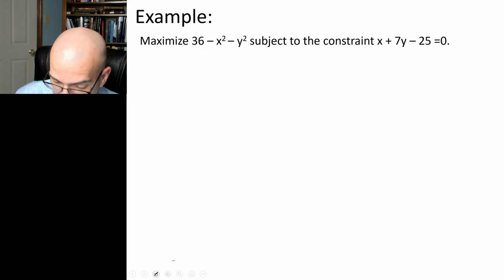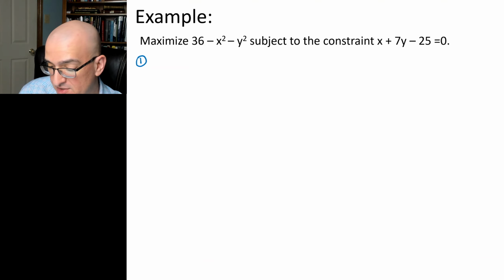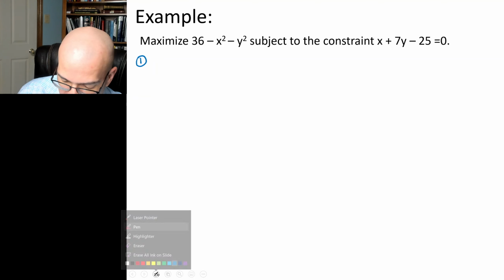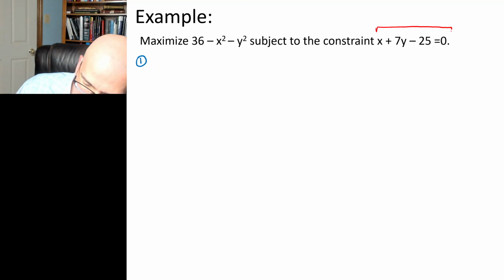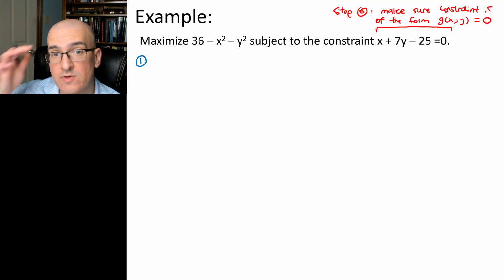So our procedure, our recipe, begins with the construction of the Lagrange function. Well, it's kind of misleading. It begins by checking the constraint and making sure it's written as g of x, y equals 0. So I'm going to highlight that. It's kind of a step 0, if you want. Step 0: make sure the constraint is of the form g of x comma y equals 0. And it is, so we're good for step 0.